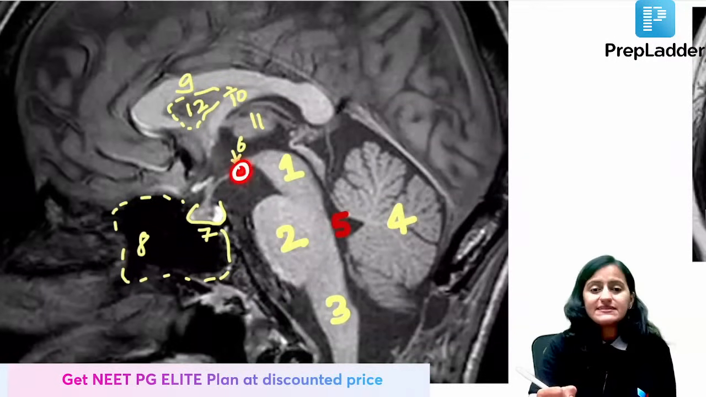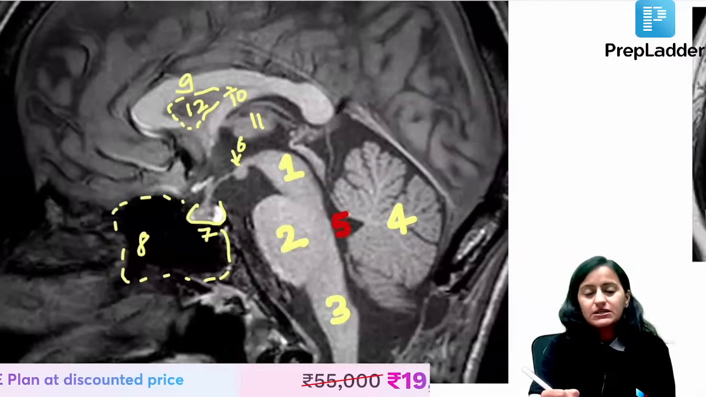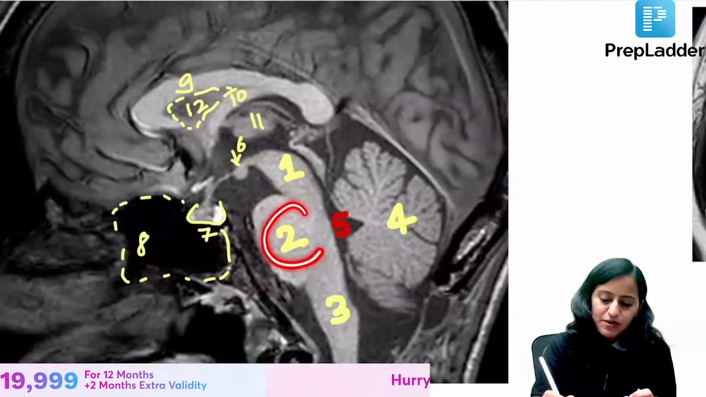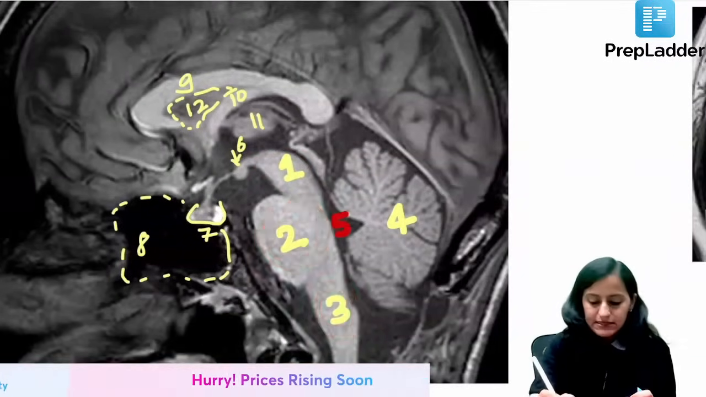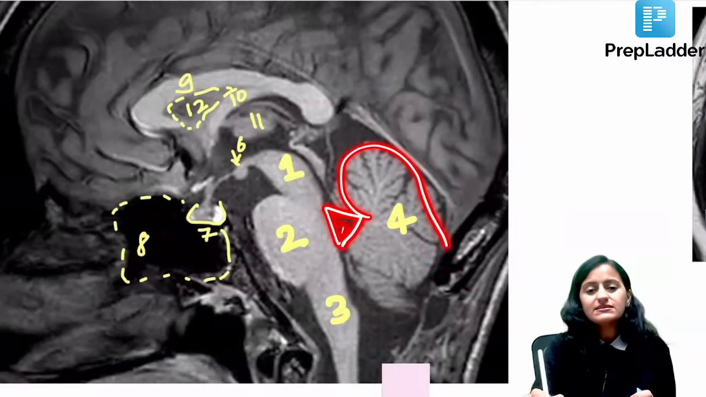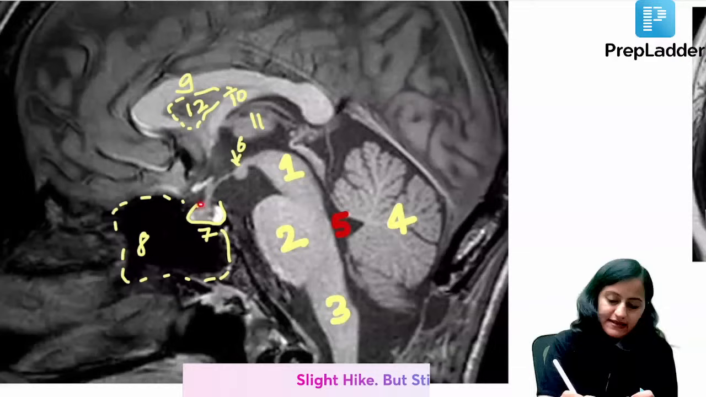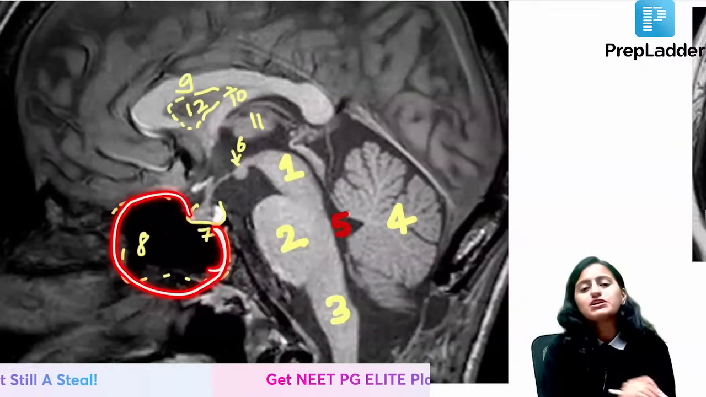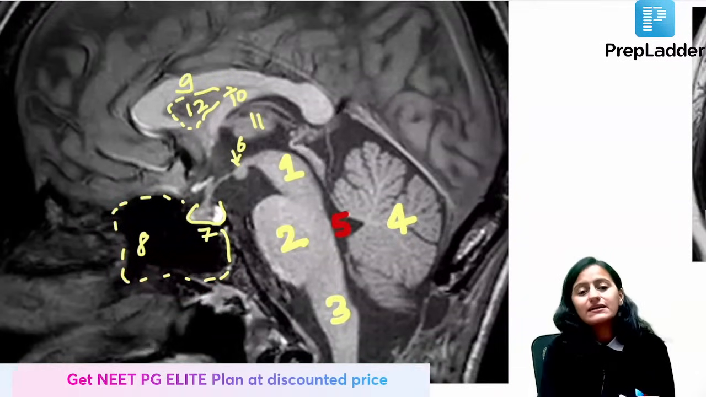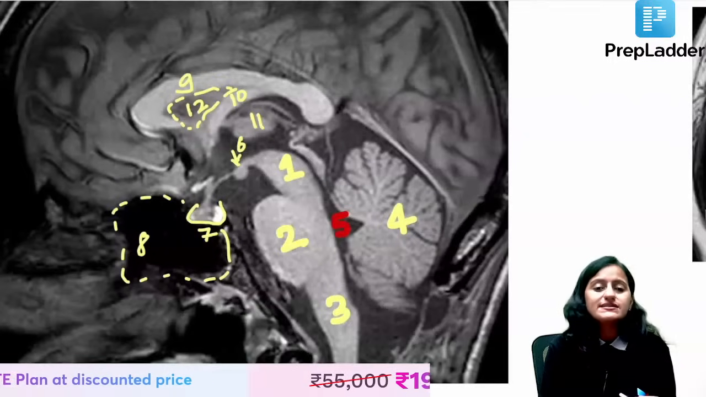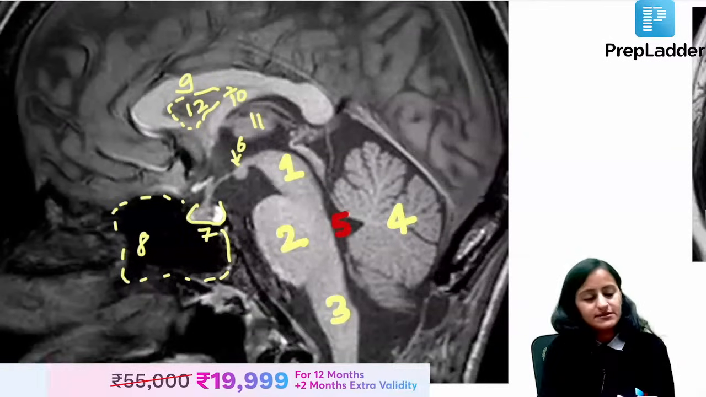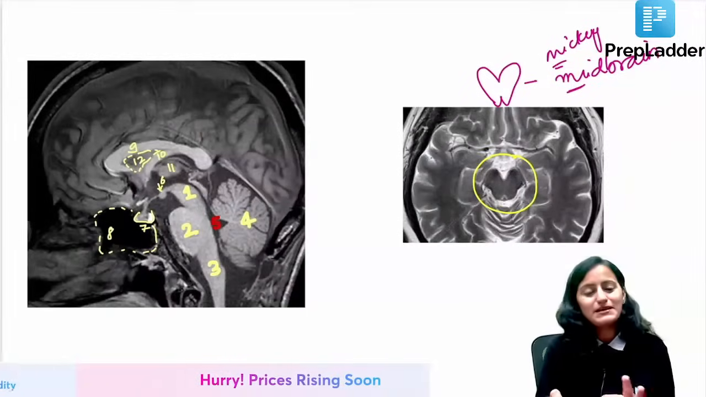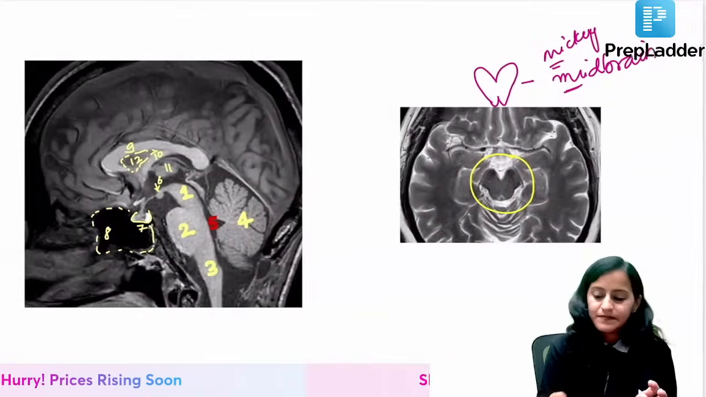Number 6 is mammillary body. Okay, this is mammillary body in front of the midbrain. Then you have pons, then you have medulla. This is the fourth ventricle. This is the cerebellum. Right, this is where you have the pituitary gland and adjacent to pituitary you have what? Sinus, the black air containing, that's the sphenoid sinus there. Okay, clear with everyone? Correct. MB ke aage MB, after midbrain comes the mammillary body.